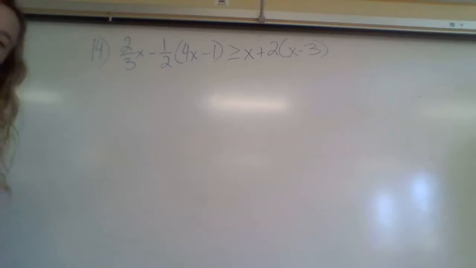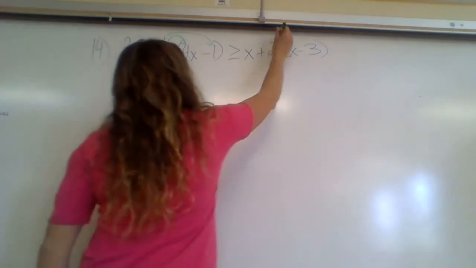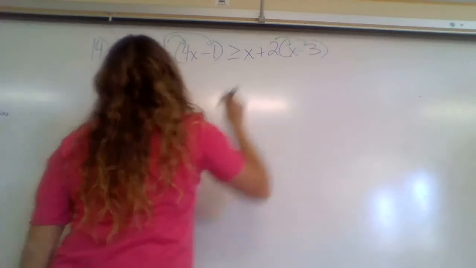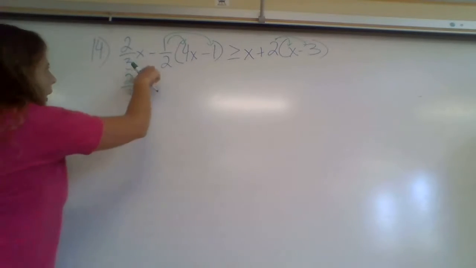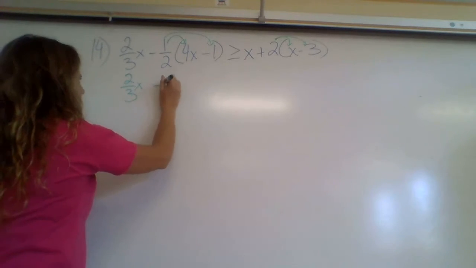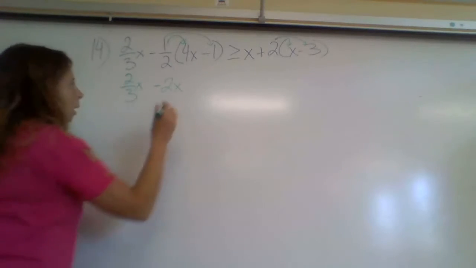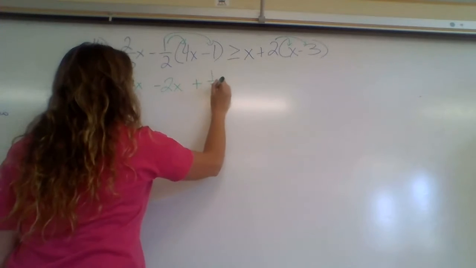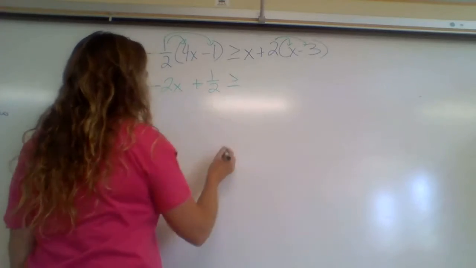Alright, here we go, let's solve this thing. So the first thing I would do on both sides is distribute. Okay, so let's leave this guy alone. So this is still 2/3 x. Negative 1/2 times 4x is negative 2x. And then negative 1/2 times 1 is just positive 1/2. Remember, the negatives cancel each other out. Okay, less than or equal to, rewrite your x.